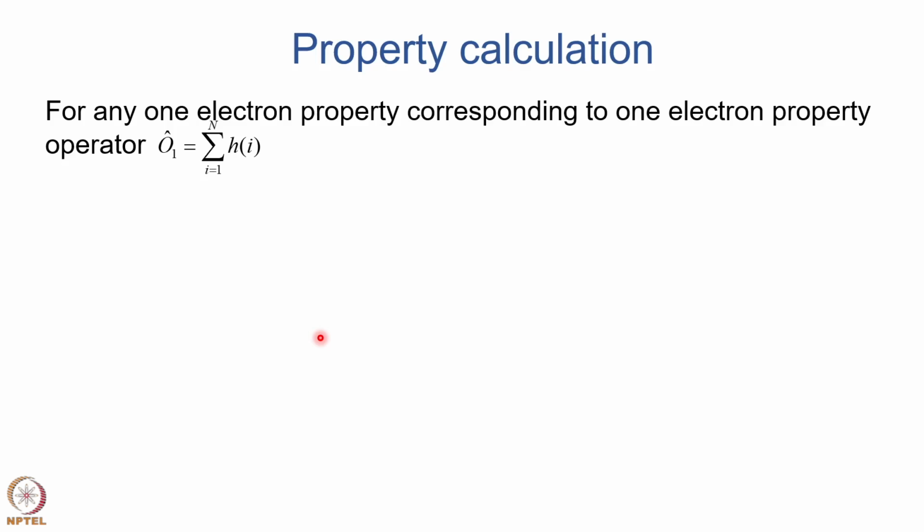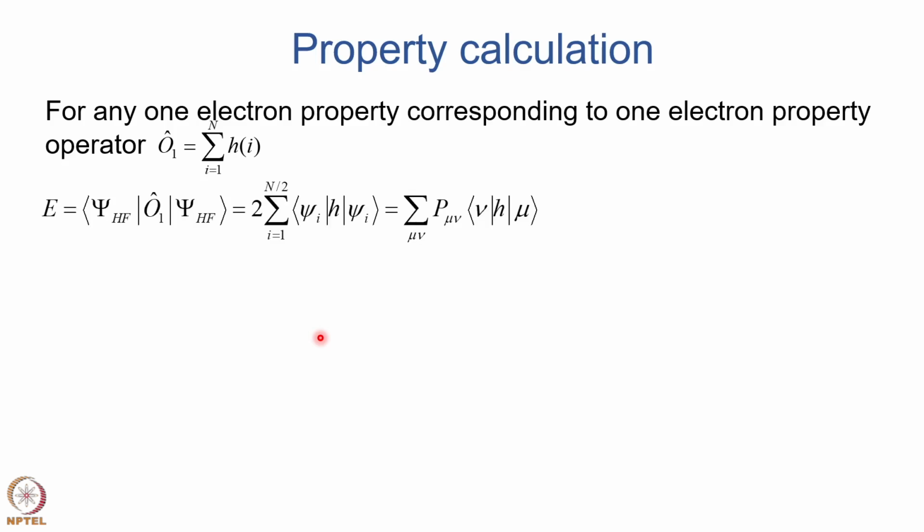We have seen how to calculate energy. Now, what happens if I want to calculate a property, a one electron property corresponding to a one electron property operator O1? What I will do, I will take the same formula, I will put the O1 in between, take an expectation value, and the one electron property operator actually looks like an H core. So, this will be defined like this.